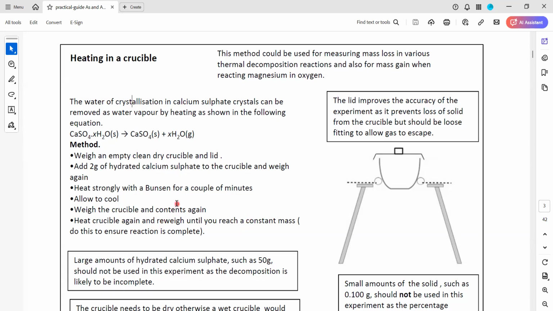Until what point will we continue? We heat the crucible again and reweigh until we reach a constant mass. That is to ensure that the reaction is complete, or that all of the water has been lost from the substance. That's why we heat to a constant mass.